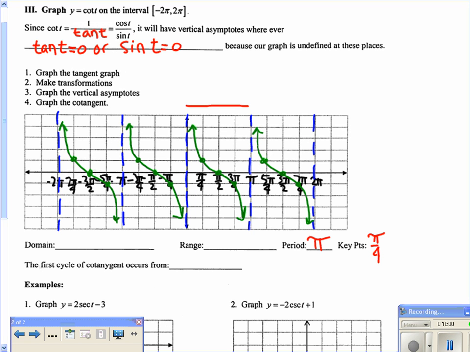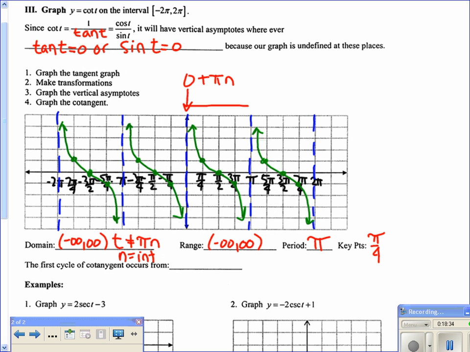The domain is all real numbers except for our vertical asymptotes, so where tangent is 0 or sine of t is equal to 0. So if I want to write it, it's -infinity to infinity, except t values cannot be equal to where the first one is at 0 and every single pi, so 0 plus pi n, where n is an integer. I don't need to write it like that, so not equal to pi n, where n is an integer. The range for my graph, if you look, goes from -infinity to infinity.